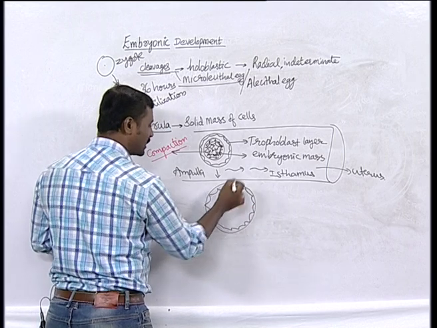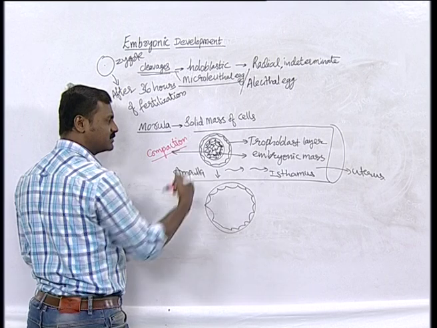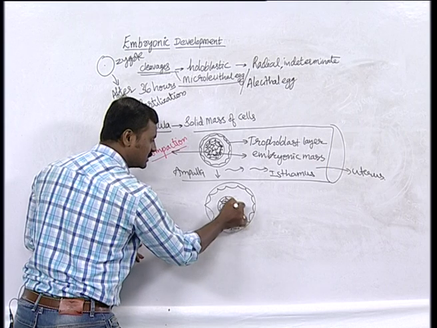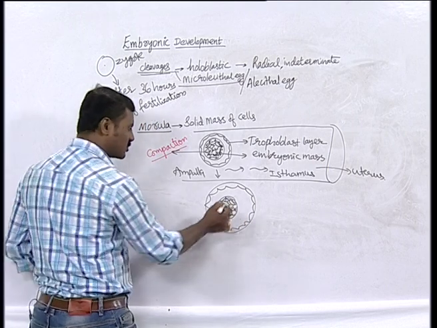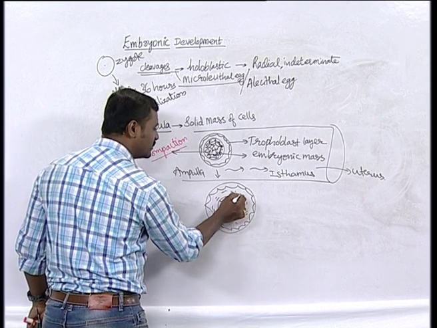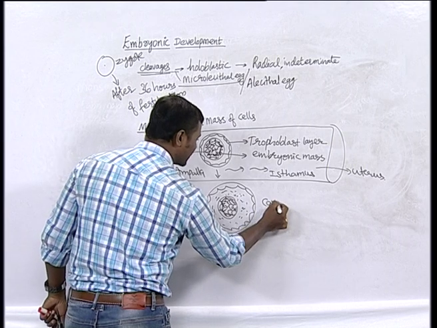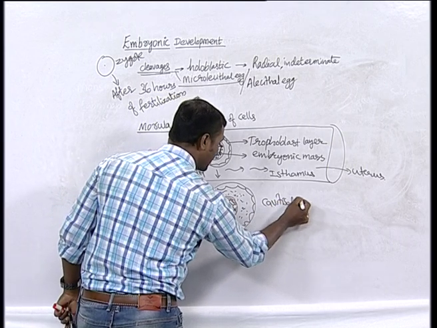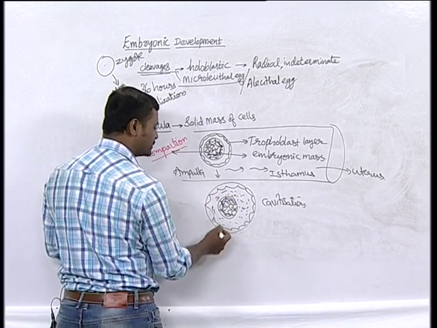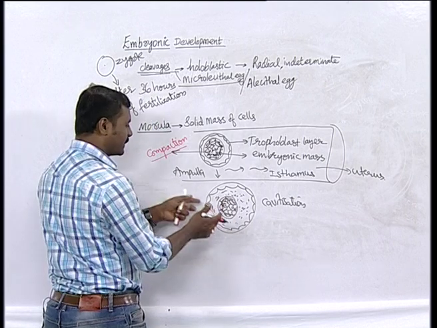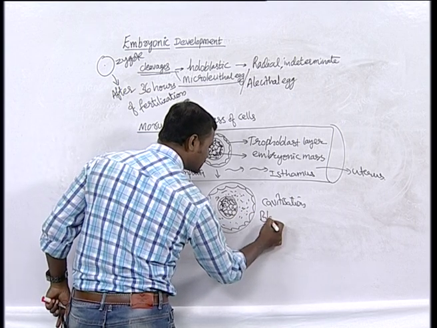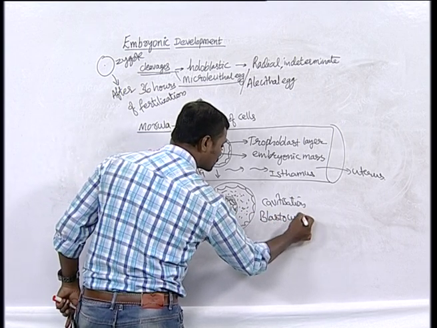This is the outer layer called trophoblast, and here is the inner cell mass or embryonic disc. Between them you are observing a cavity, and this cavity is filled with fluid. This process is called cavitation. You are observing a cyst-like, bag-like structure, and inside the bag you see the embryonic mass. This is called the blastocyst stage.